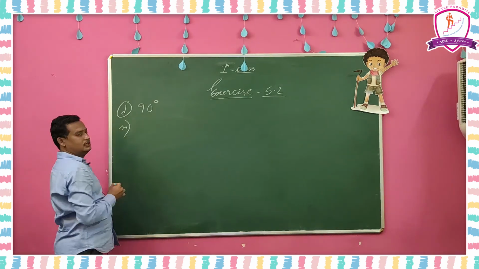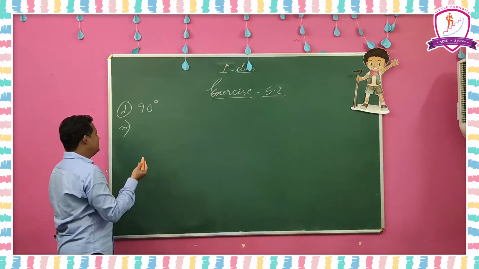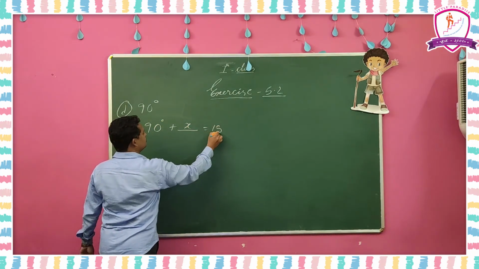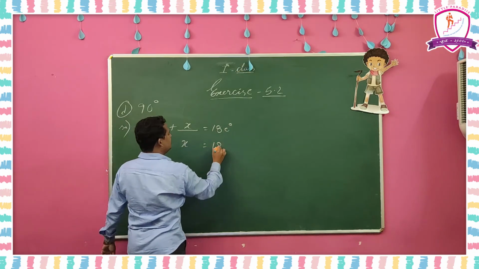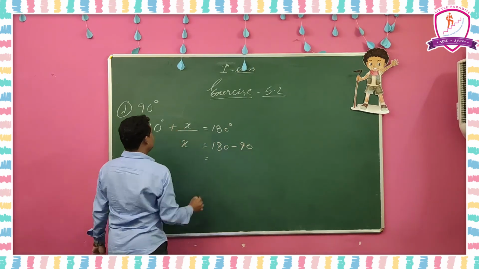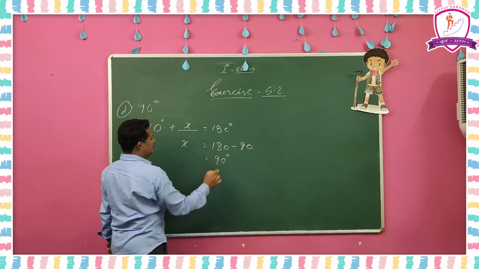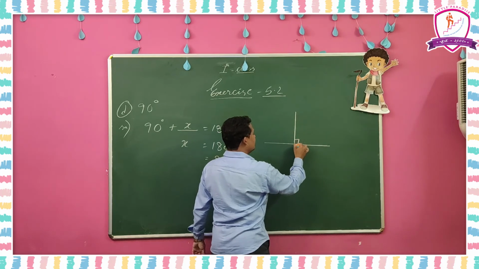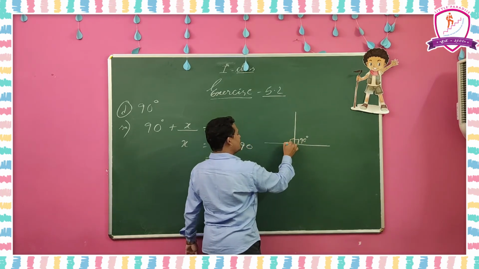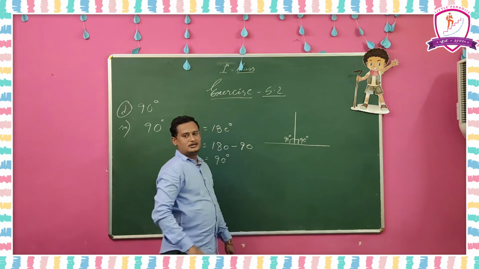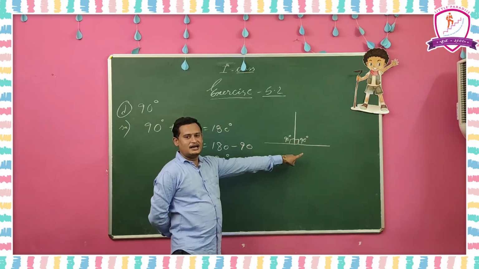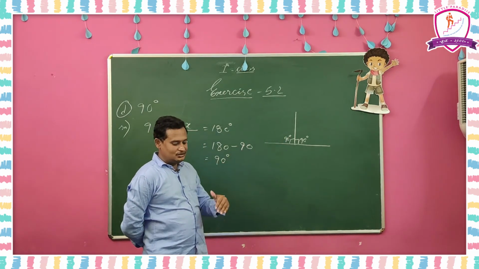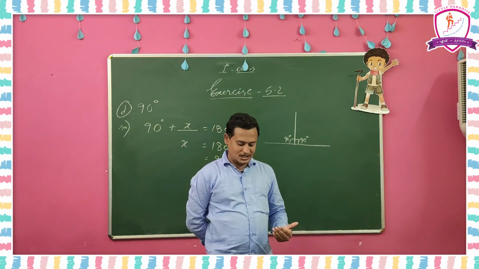D, here D is 90 degrees. What should be added to 90 degrees, then we will get 180 degrees? So x is equal to 180 degrees minus 90, which is equal to 90 degrees only. So if one angle is 90 degrees, then this angle also will be 90 degrees. So these two angles are linear pair angles as well as supplementary angles. Understood? So like this, using this model you can complete the remaining sums also.